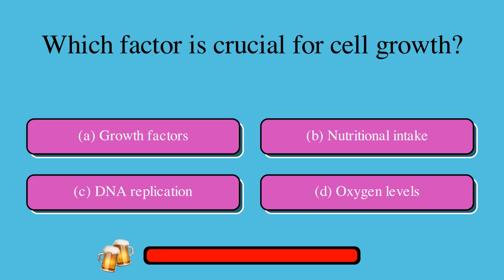Which factor is crucial for cell growth? A. Growth factors, or B. Nutritional intake, or C. DNA replication, or D. Oxygen levels? The correct answer is A. Growth factors.